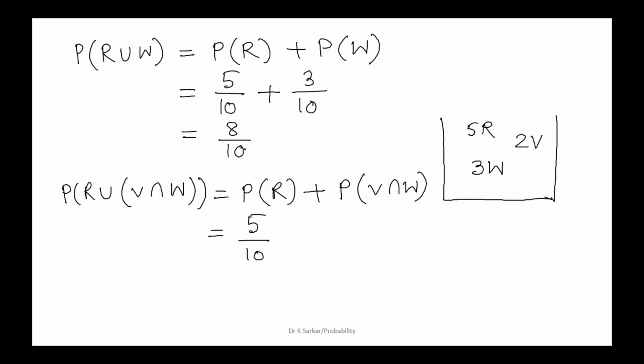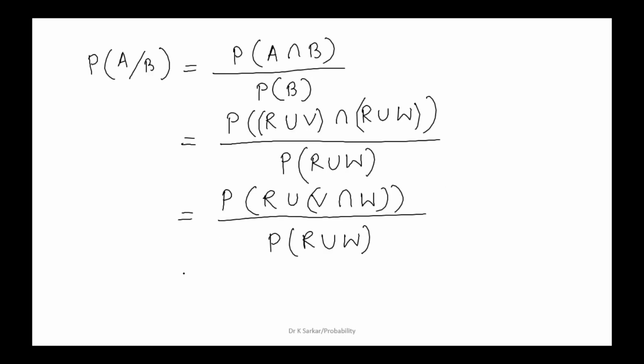Now, let us put these two values in the conditional probability expression. So this is equal to 5 by 10 divided by 8 by 10, which is 5 by 8. This is the required answer.